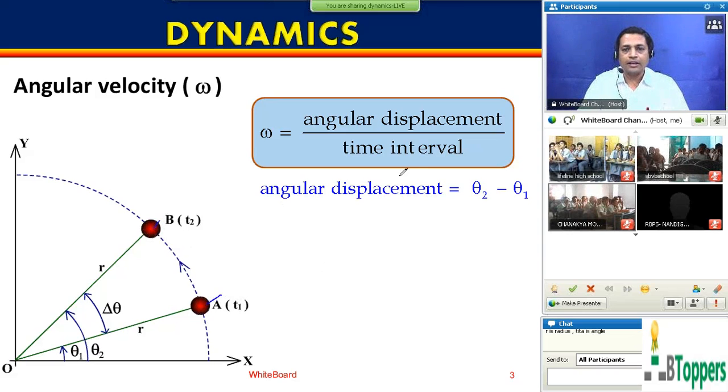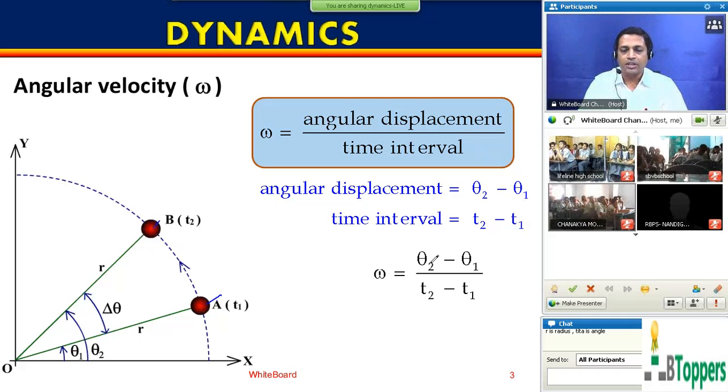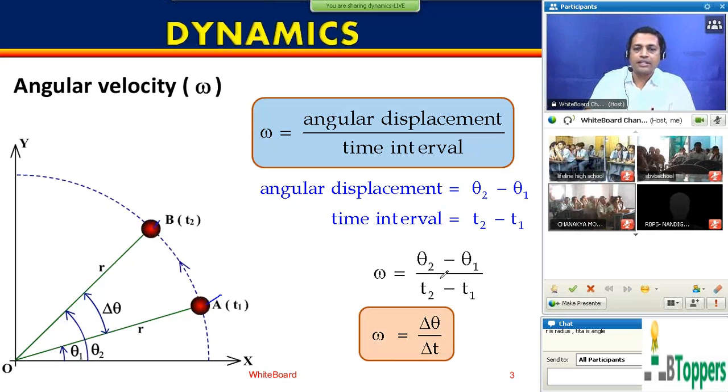Therefore, here I can write angular displacement is θ2 minus θ1, that is final minus initial. Time interval is t2 minus t1, that is also final time minus the initial or starting time. Therefore, angular velocity is given by the rate of change of angle with respect to time. Therefore, (θ2 minus θ1) by (t2 minus t1), which can also be written as delta theta by delta t. Now, since you students are in 10th class, I would like to assume that you know what that delta symbol stands for. The delta symbol stands for a small amount of change.